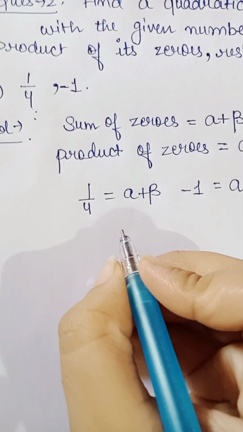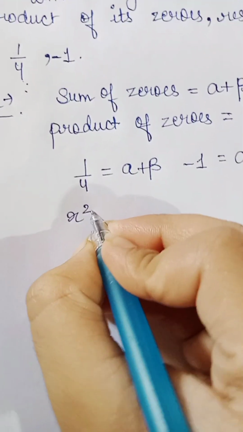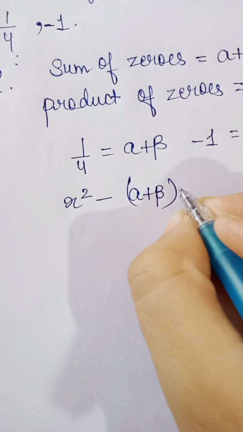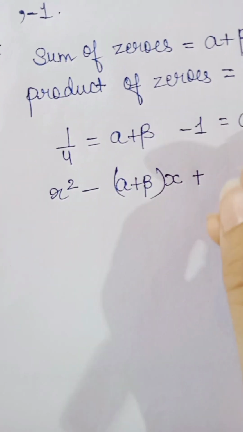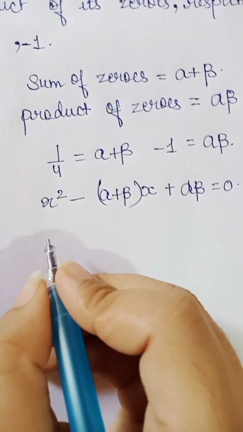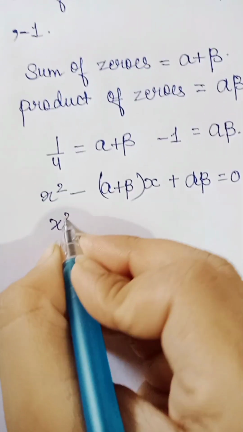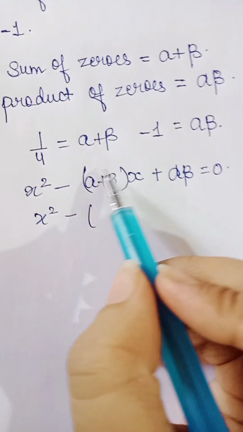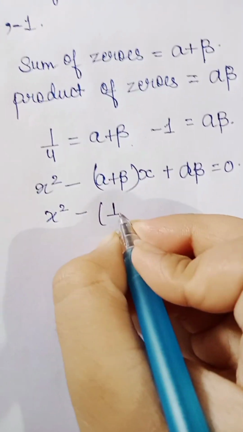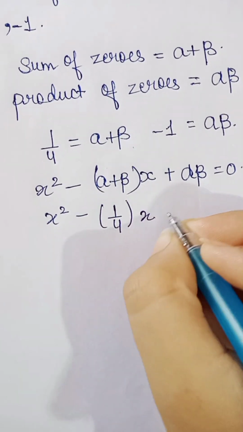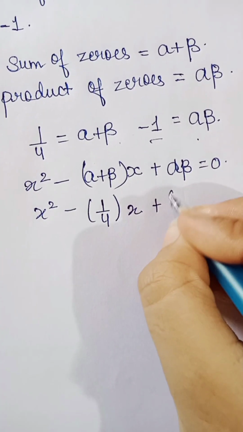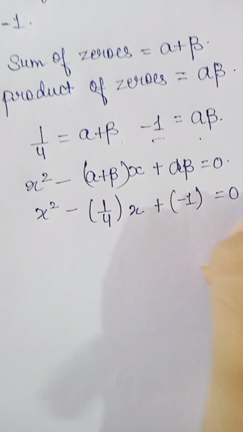Now we can write the quadratic polynomial as x square minus alpha plus beta into x plus alpha into beta is equal to 0. So let us do this. Here x square will come as it is, minus, what is alpha plus beta here? 1 by 4. So we can write 1 by 4 into x plus, what is alpha beta here? Minus 1. So we can write minus 1 is equal to 0.